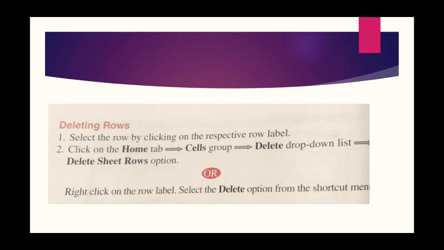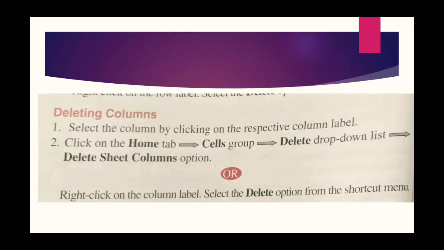Deleting rows. Select the row by clicking on the respective row label. Click on the Home tab, Cells group, Delete drop-down list, then the Delete Sheet Rows option. Or right-click on the row label and select the Delete option from the shortcut menu.